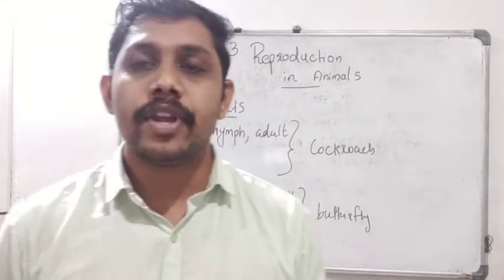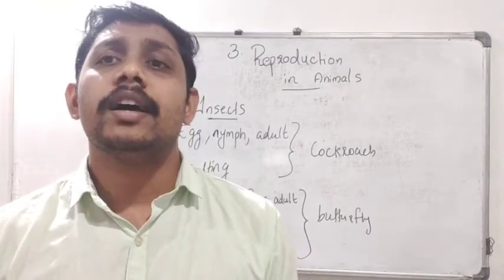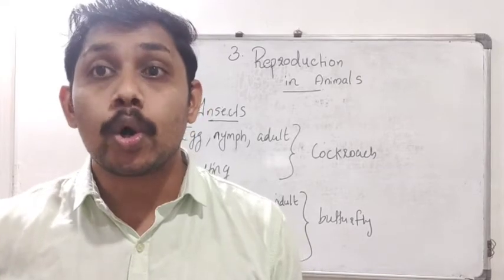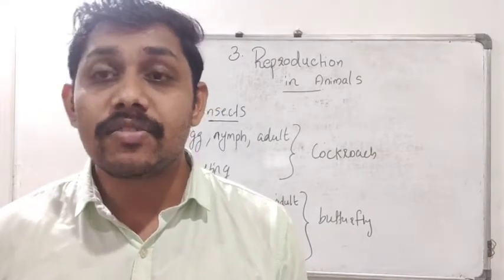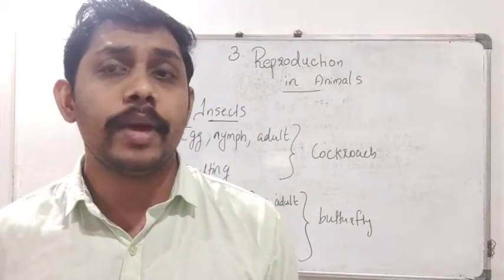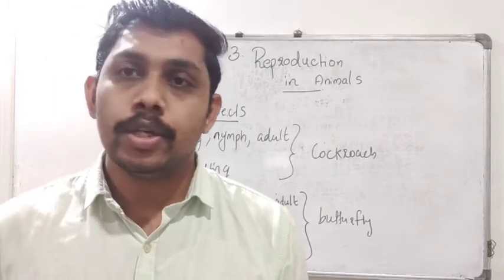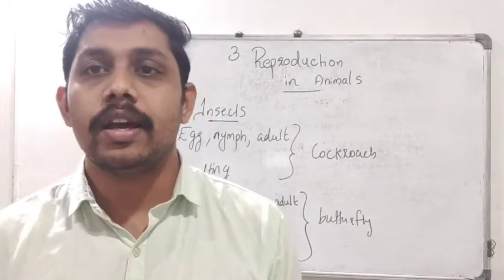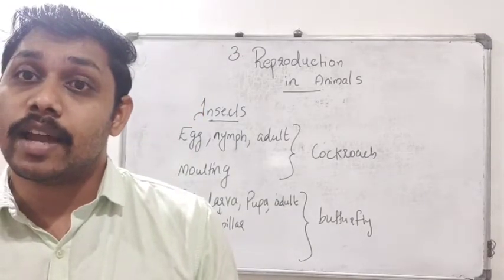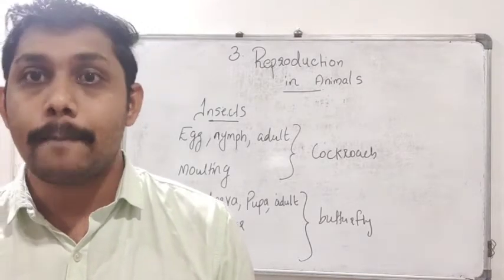Okay, the next reproduction we are going to discuss is in the case of insects. We are discussing two types: the cockroach and also the butterfly. The life cycle is the development process from the younger ones to the adult. In the case of the cockroach, the life cycle consists of three stages. The first is egg, the second is nymph, and the third is adult cockroach.